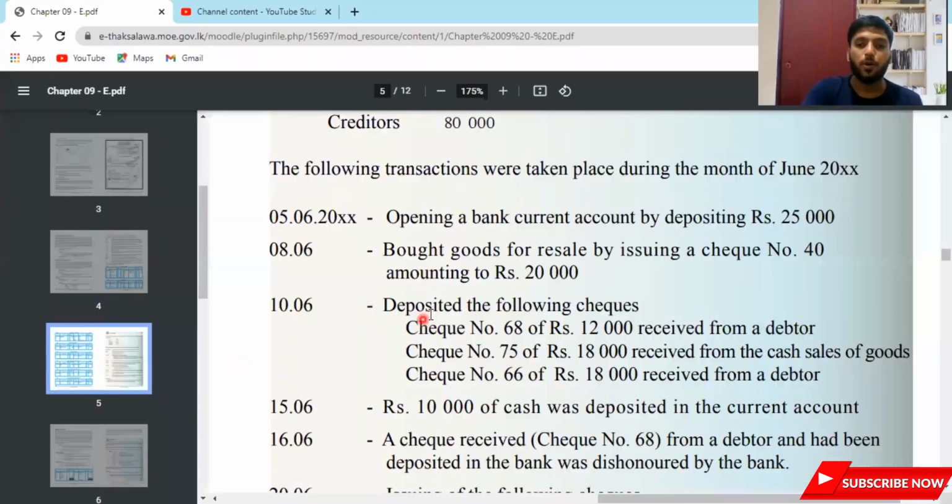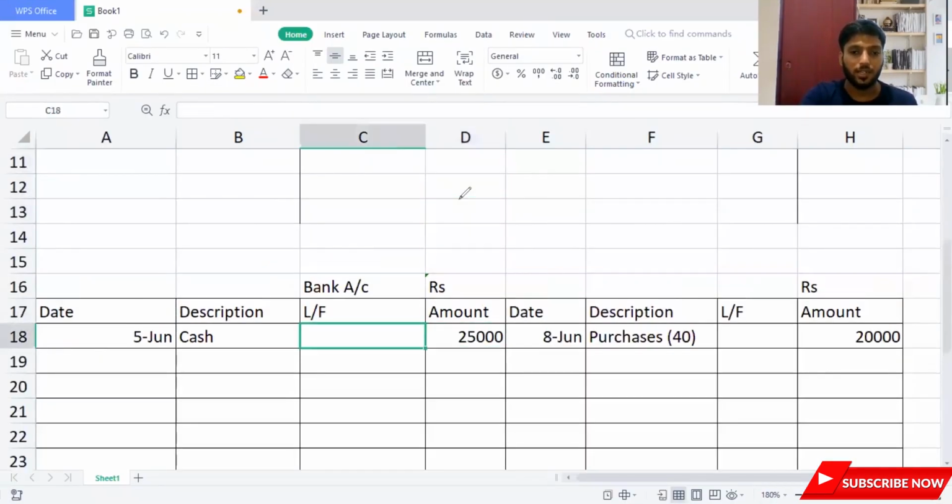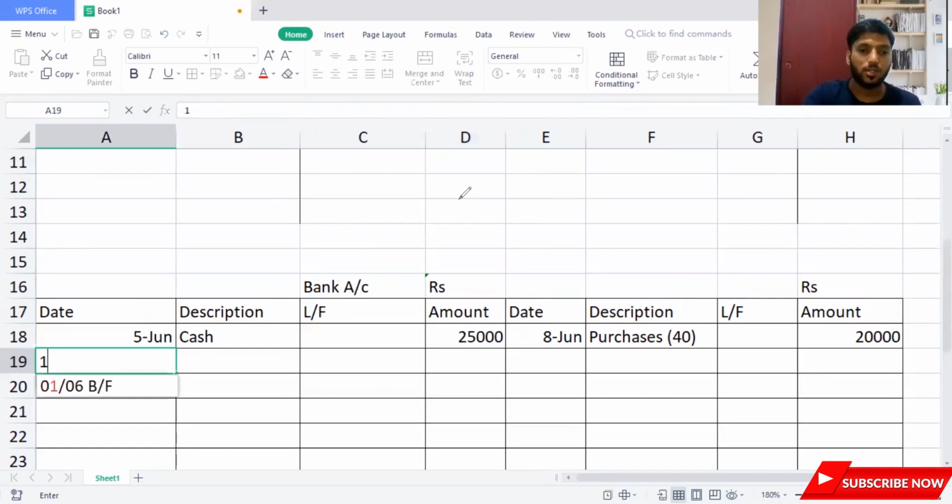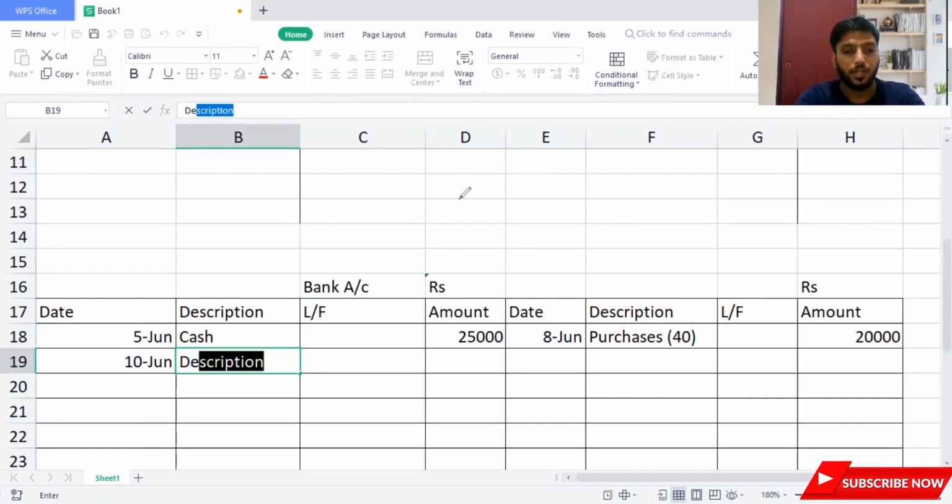We have deposited the following checks. These are three deposits they have given, so I need to deposit properly. Checks 68, 75, 66. First, 12,000 received from a debtor. I'm going to see the date first, 10/6, 12,000. So I'm actually receiving a check. First of all, I'll put the date properly, 10/6. I'm getting some money from a debtor. The check number is 68, and I'll record that also. And then I know the amount, it's 12,000.